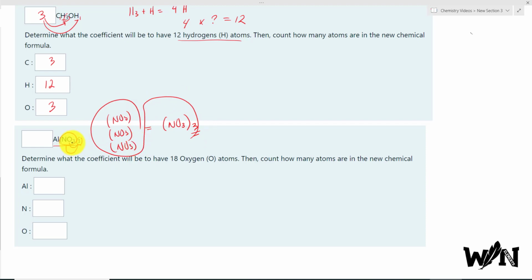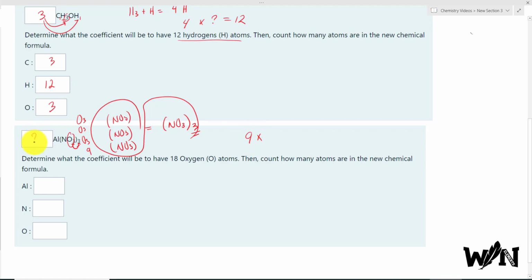Now in this problem, determine what the coefficient will be to have 18 oxygen atoms, okay? Look at that. How many oxygen do we have? We actually have 3 of them, O3, because of that subscript right there. So 3, 3, 3. What is that going to be? 9, right? So it's 9 total. Another way to do it is just 3 times 3. You basically multiply the 2 subscripts together. So we have 9, right?